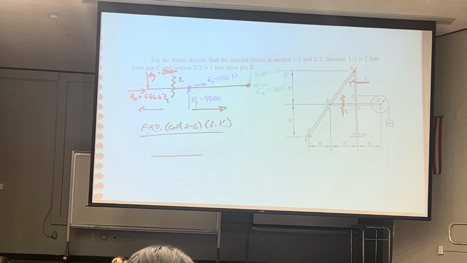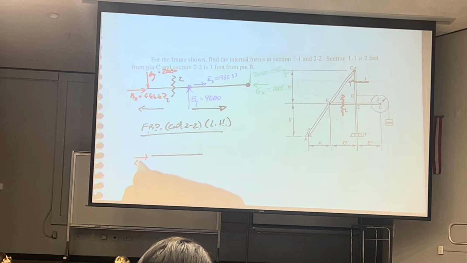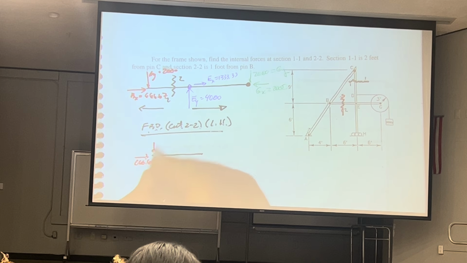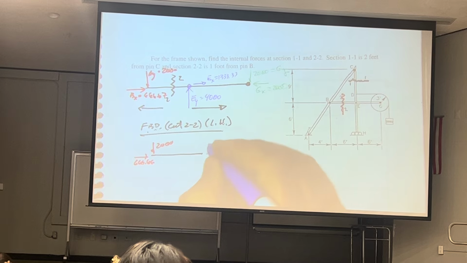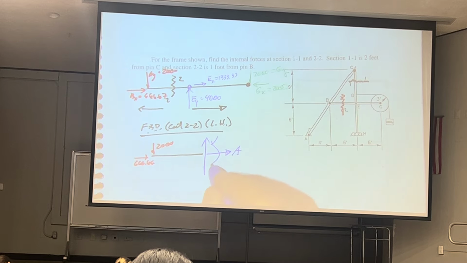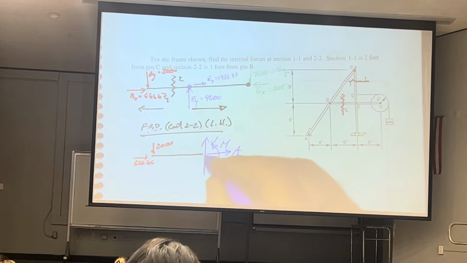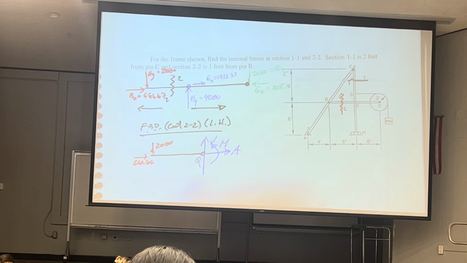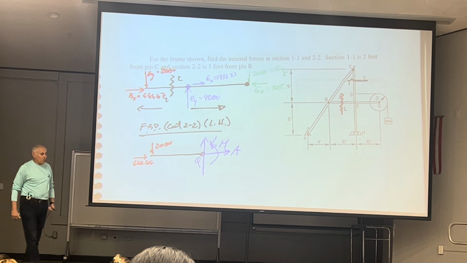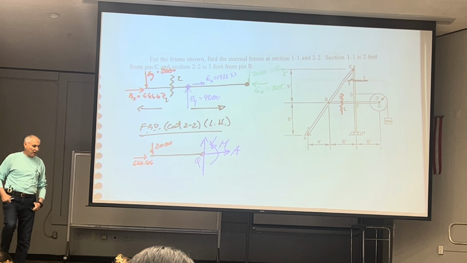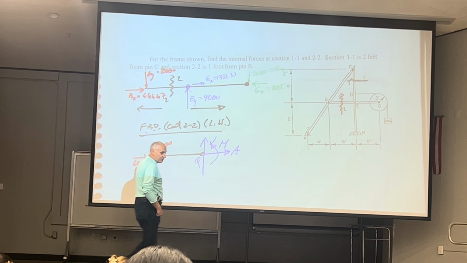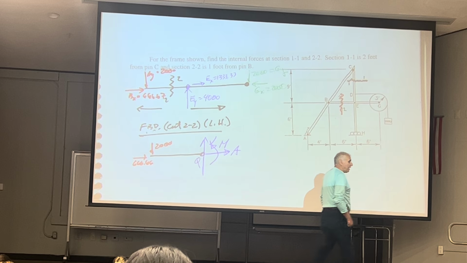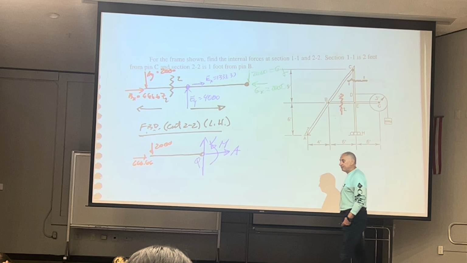Well, that's going to give me this. 666.66, 2,000. And then I'm going to have an axial, a shear, and a moment. Let's call this point Q. So when I draw this up, this is what I should have. I should have an axial to balance out x's. I should have a shear to balance out y's. And I should have a moment to balance out any rotational effects.